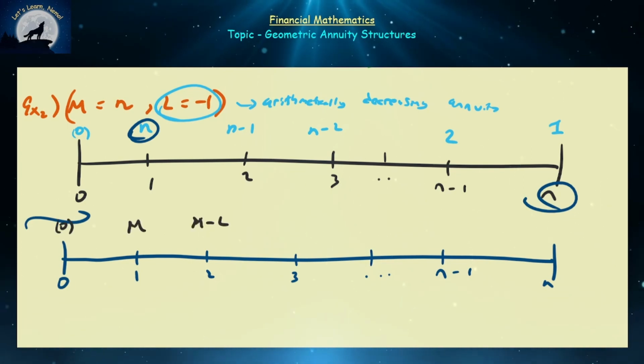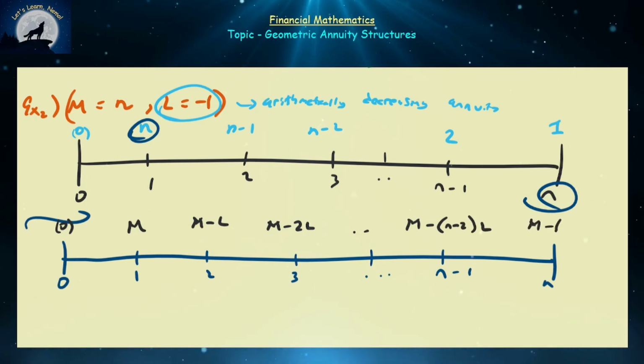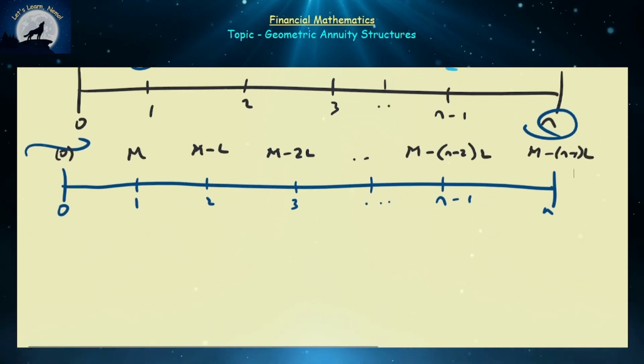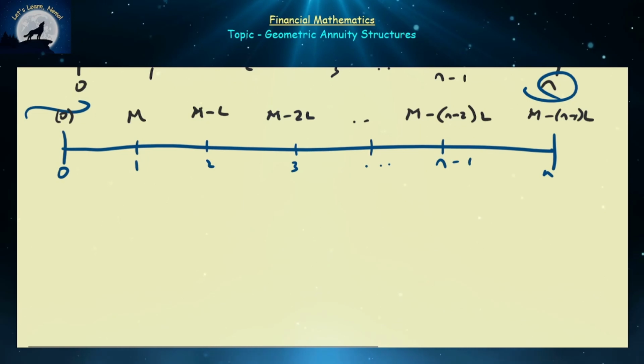So we're going to do m minus L, m minus 2L, all the way down to m minus (n minus 1)L. You should realize that the present value structure is practically the same thing from the timeline perspective, except with a minus sign in front of those L's. And that observation actually is very, very important.